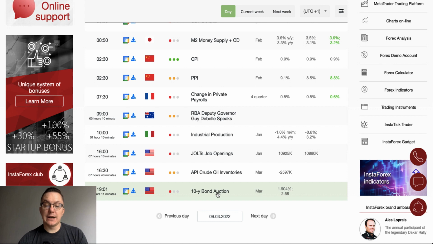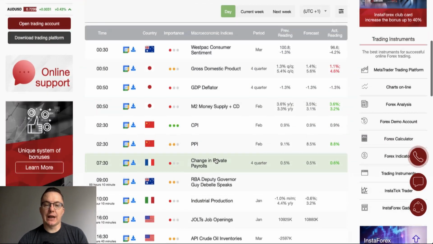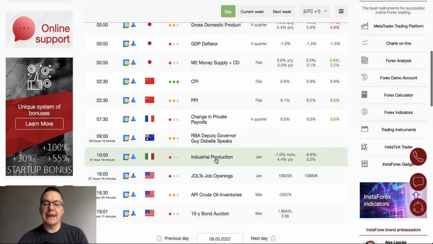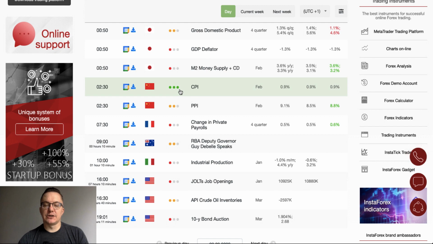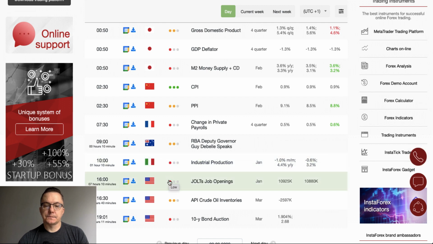We got the 10-year bond auction and JOLTs job openings. So not important data at all for the traders. They don't have much importance. They don't have much influence on the price behavior. So I think we should take a look at the Australian dollar again due to the Chinese data, of course, and the Deputy Governor speech.